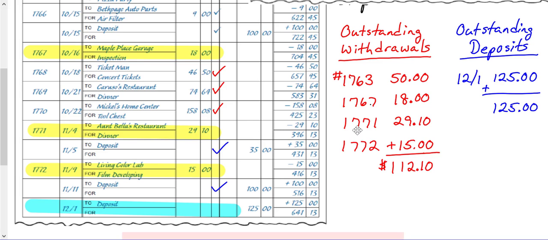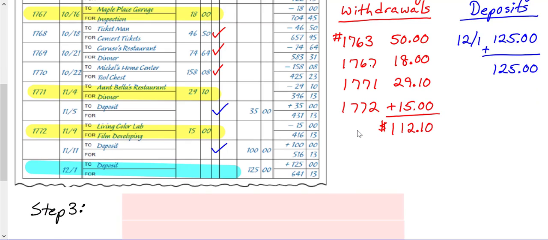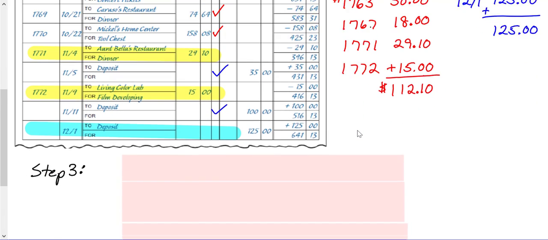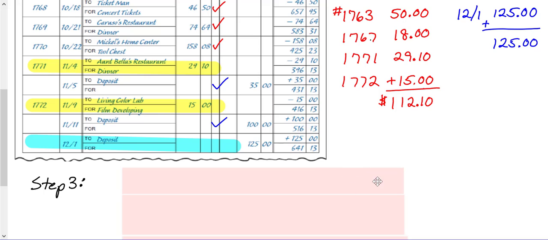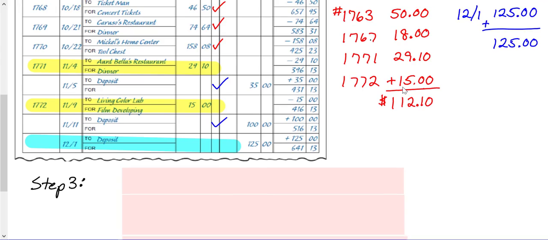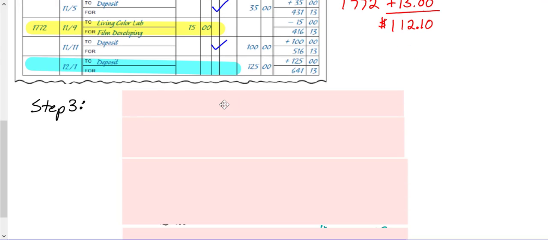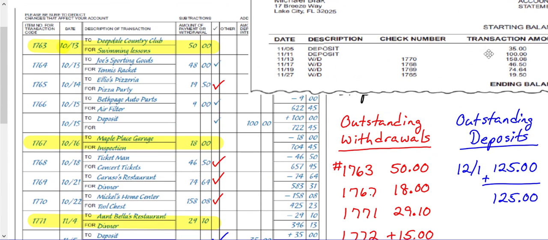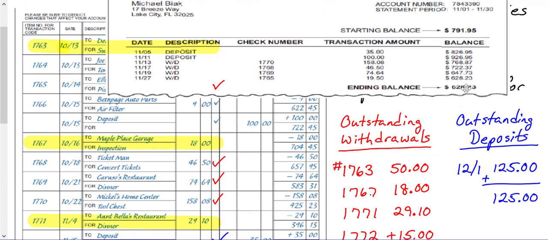And the third step is to adjust our bank statement to see if our totals match up to our check register balance when we add in the outstanding deposits and take out the outstanding withdrawals. So we start with our bank statement ending balance. So we're going to go up here and look at our bank statement ending balance.